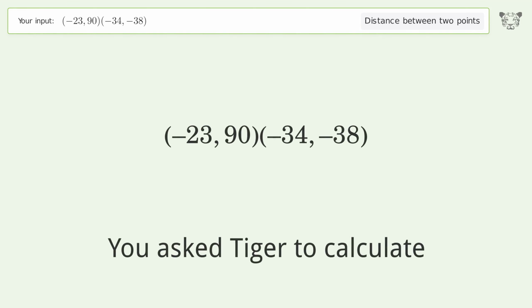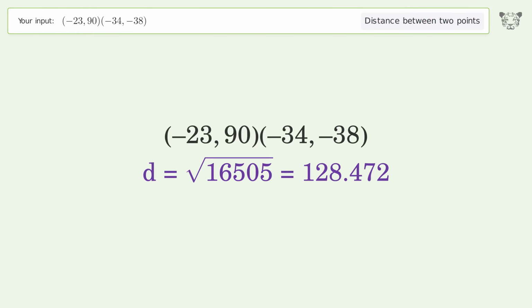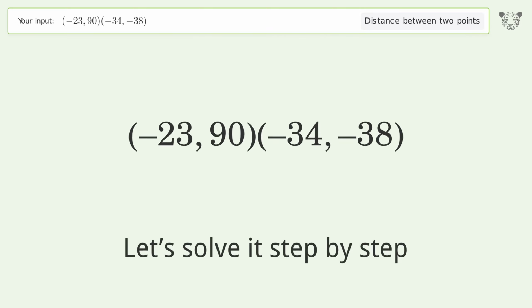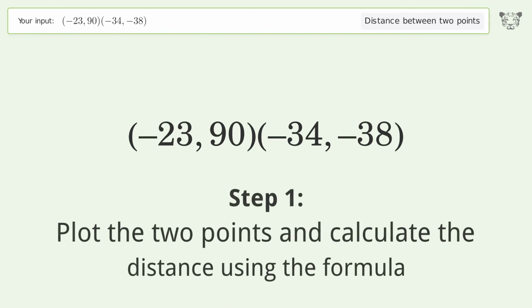You ask Tiger to calculate. This deals with the distance between 2 points. The distance between the 2 points is the square root of 16,505, or 128.472. Let's solve it step by step. Plot the 2 points and calculate the distance using the formula.